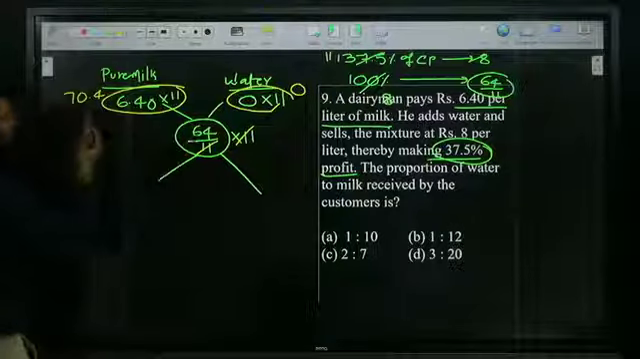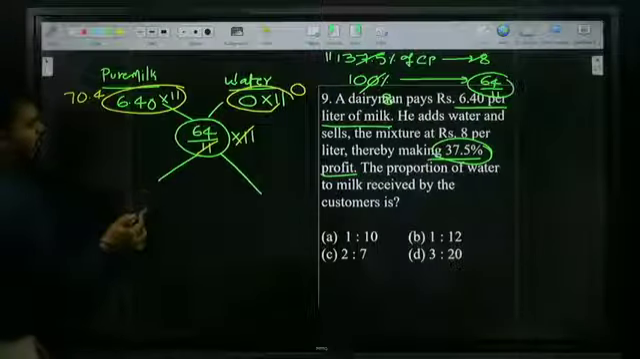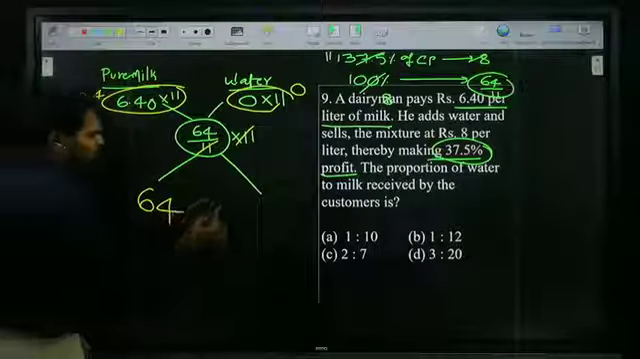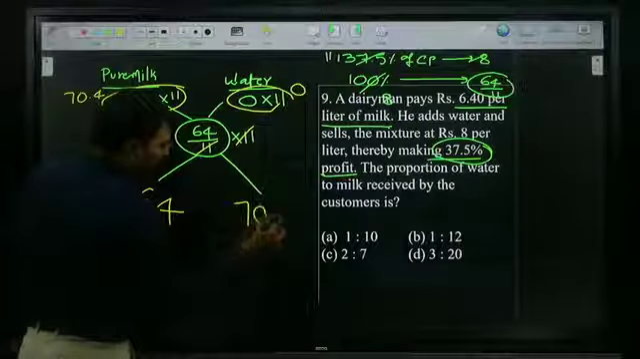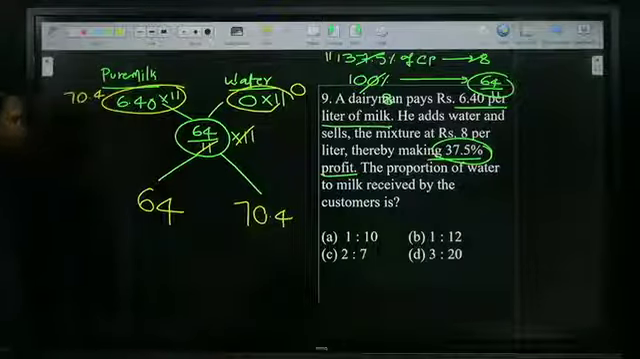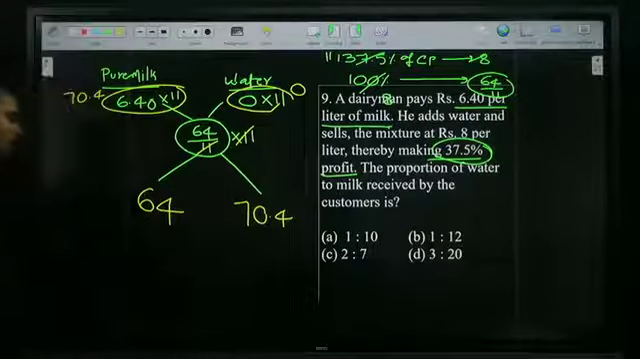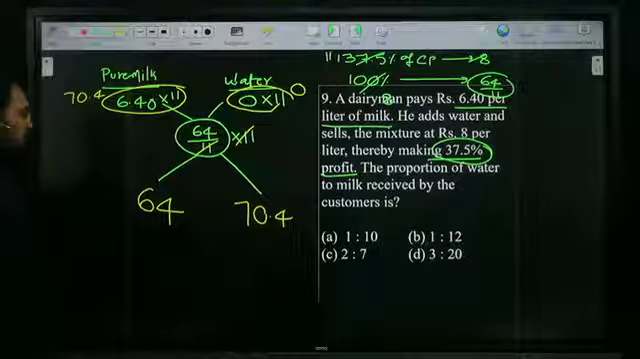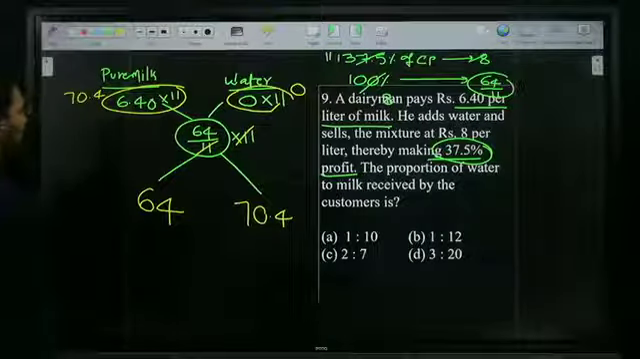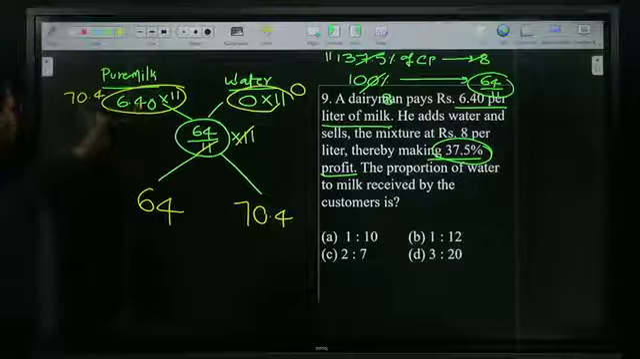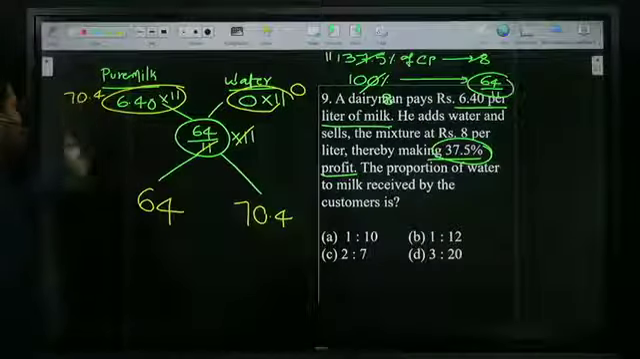Now 64 is between 70.4 and 0. So the difference here is 64, and here the difference is 70.4. So how many times does it go? Look at me, all of you. Here 11 gets cancelled. Here 6.4 into 11 is nothing but 70.4.